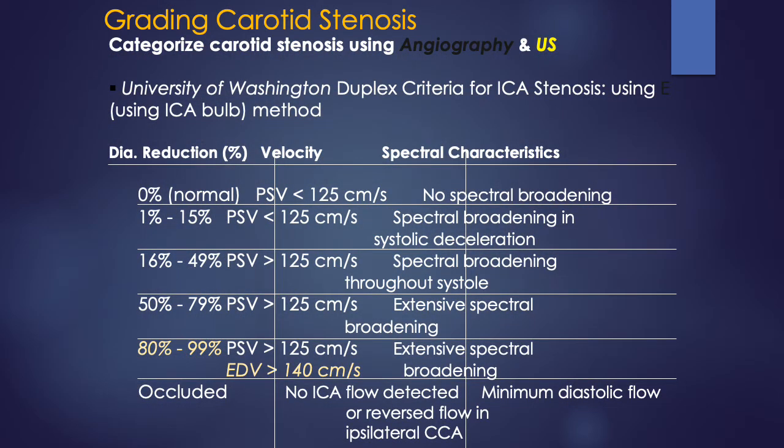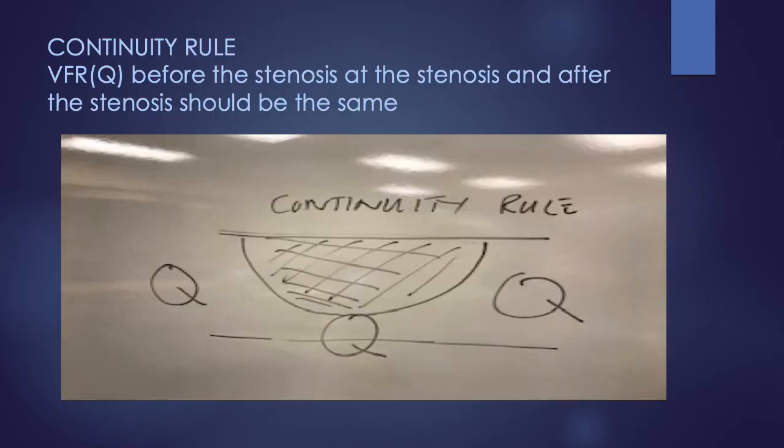Like here, you look at the peak systolic velocity. If 125 is already like 15%, more than 125 is 79%, and so on. So we get the velocities by measuring peak systolic and end diastolic, and we look at the table and see what's the degree of stenosis or the percentage of stenosis.